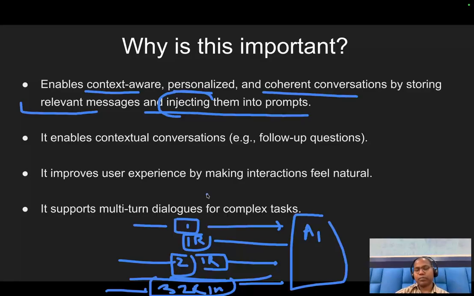So always, whatever the previous conversations between your application and your Gen AI happened, those are the history associated with the new prompts. Okay, that enables the contextual conversation and follow-up question answers. So this conversation history improves the user experience by making the interaction feel like natural language.